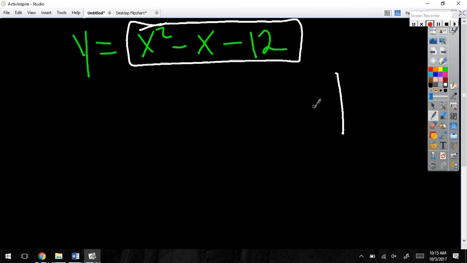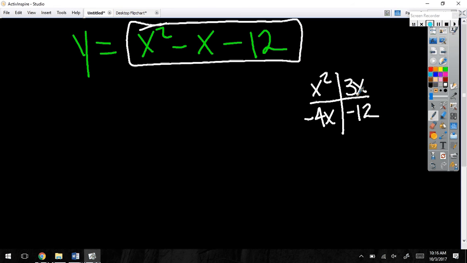So let's set it up. What goes in the first box? X squared, then 12 in the top, negative 12. So mixed signs, what multiplies to negative 12 but adds to negative 1? 4, 3 times 4. Which one's negative? 4.